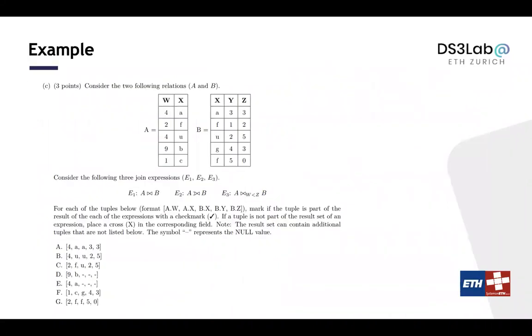So this is something similar. We could give you some relation instances, and we give you some expressions. So we ask, okay, which one of these tuples is going to be in the result of which relational algebra expression? As long as you understand what each expression is trying to do, this type of question should be trivial, okay?